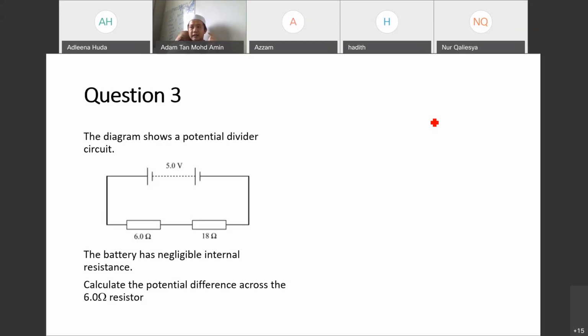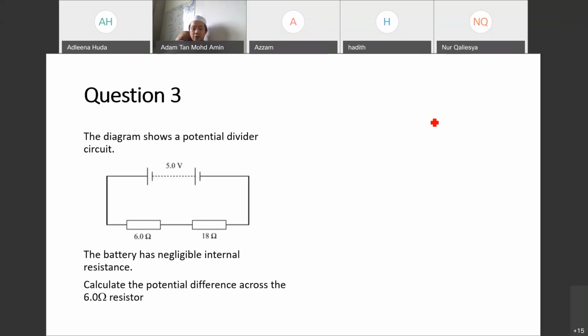So sebenarnya EMF dia lebih kurang macam divider circuit juga, sebab dia ada internal resistance dan dia ada external resistance. So dia dividekan dia punya potential tu across both of the resistors. Tapi kita taklah cakap dia potential divider circuit because EMF dia punya supply kan. Sebab resistance tu internally, dia bukan yang outside the circuit. Cuma for the sake of schematics, kita draw lah there is an internal resistor.